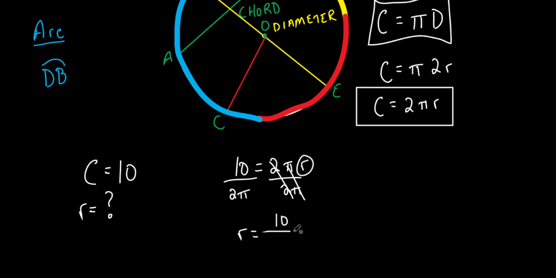It's 10 over 2 pi. You could always put that in a calculator if you wanted to figure out what it was, but that's how you can find the radius if they gave the circumference. Make sense? All right, so that's kind of cool. All right, enough of that.